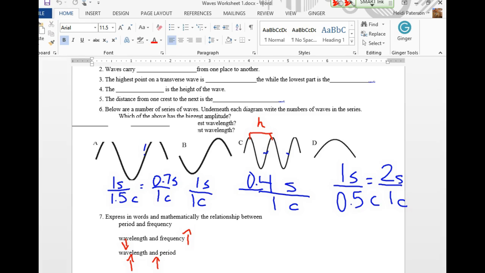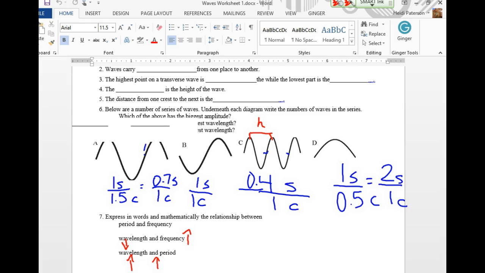The period of wave D is 2 seconds in order for one complete wave to happen. Picture D takes 2 seconds for one complete wave to happen. That means in 1 second, you only get half a wave.